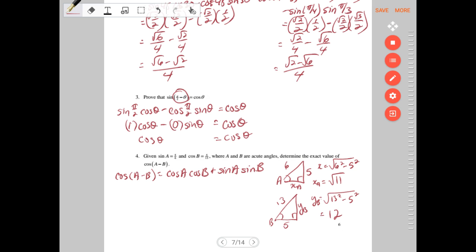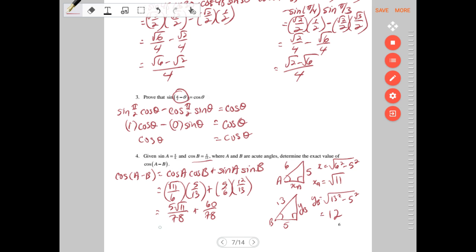Okay, now cos A should then equal x of A divided by the hypotenuse. So that's going to equal root 11 over 6. Cos of B is given, so that's 5 over 13. Plus, sine of A is also given, that's 5 over 6. And sine of B is y of B, which is 12, over the hypotenuse 13. So that's side opposite over 13. Good, now we can multiply, so that's 5 root 11 over 78 plus 60 over 78.